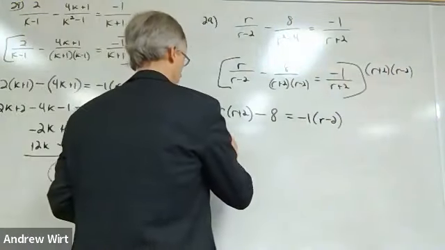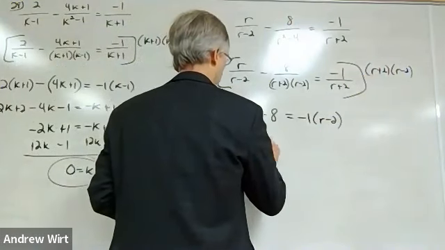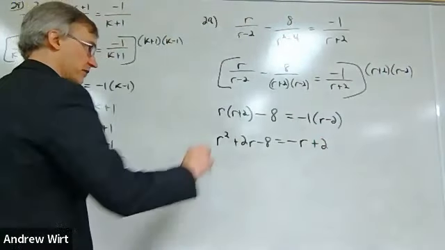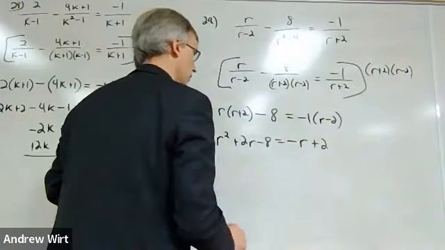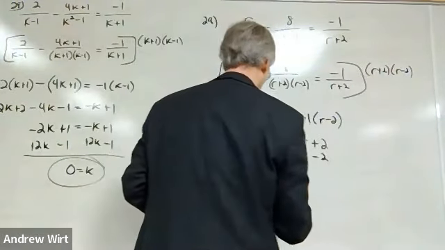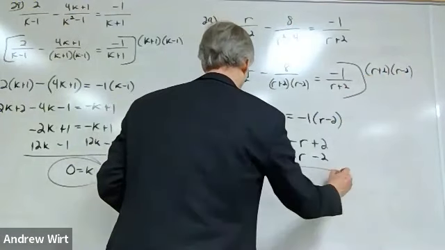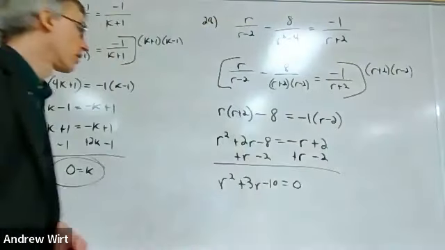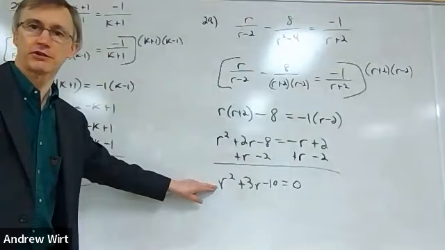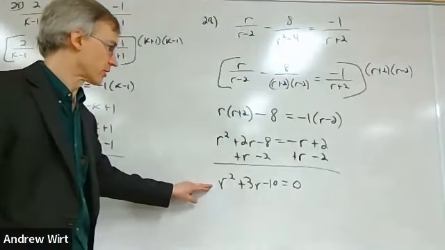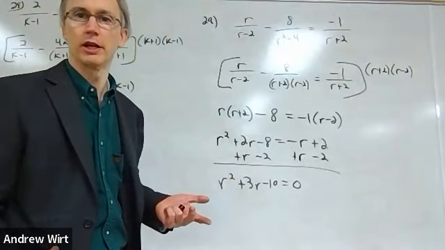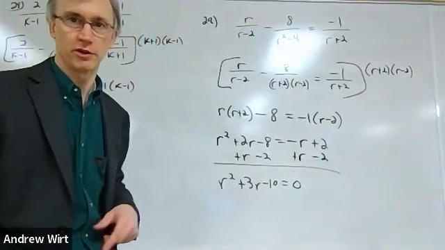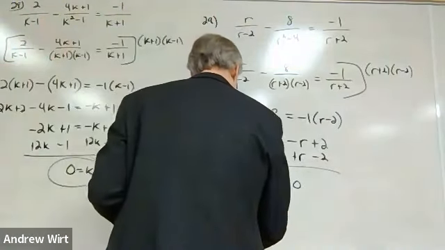Now distribute. Now it looks like we're going to have to get everything to the left. So I'm going to add r to both sides and subtract 2 from both sides. Now we get r squared plus 3r minus 10 equals 0. And that gives us a factorable trinomial. Now, if you get down to here and you see a trinomial that is not factorable, then that's a good indication you made some mistake along the way. Because generally these problems are designed so that you can factor here, use the zero factor property and solve. And that's what we're going to do.